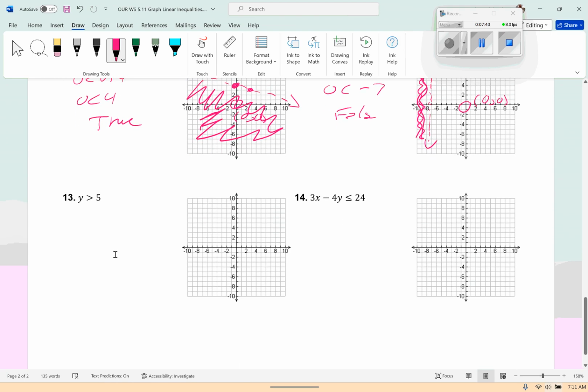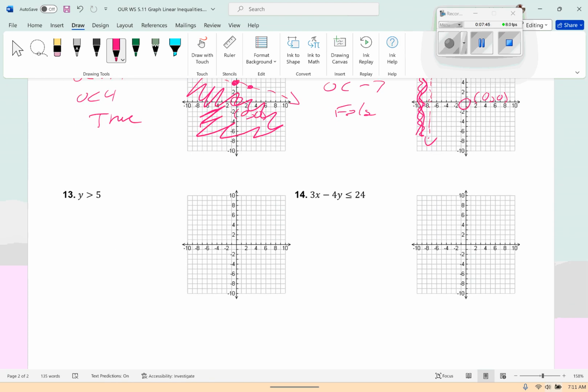This is the other special case where we have a horizontal line at 5. So it's dotted going across at 5. 0, 0 is down here. Plug it in. 0 is greater than 5. That's false. So you're going to shade the top part of the line.